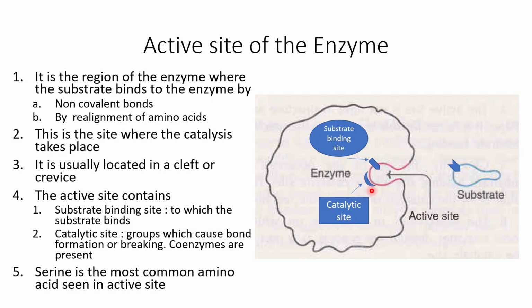And in case of allosteric enzymes, or the Koshland induced fit theory, binding of the substrate to the substrate binding site also brings about alignment of the catalytic site, so that the binding is more secure. Serine is the most common amino acid seen in the active site. That is why we look at serine-containing enzymes; a lot of enzymes have serine in their active site.